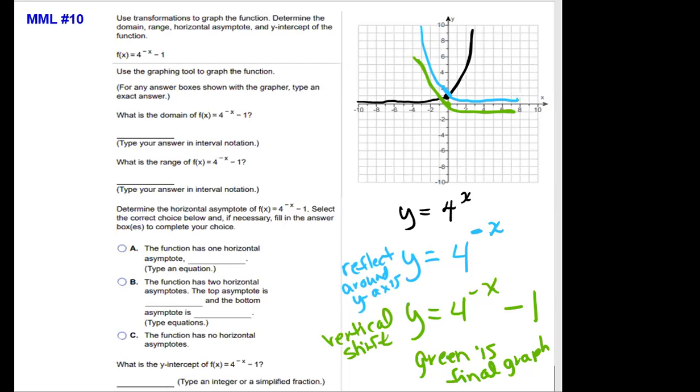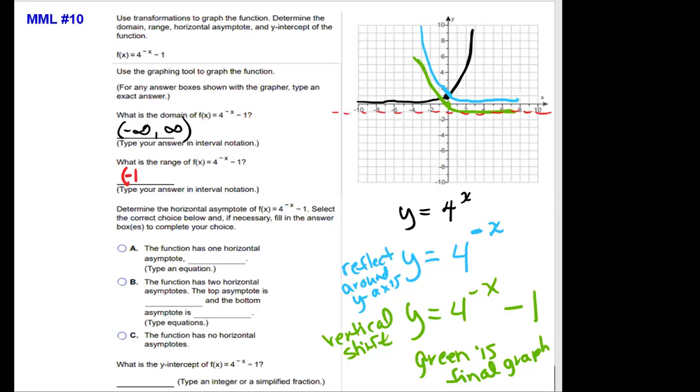Okay, and then they ask you for the domain. The domain for any of these, they spread out across the entire x-axis, so that's always negative infinity to positive infinity. The range, however, is where your asymptote is. I'll put the asymptote in red on this one. My asymptote started as the x-axis, but remember you dropped it down one. So that's my new asymptote, which means my graph never goes below that. So my range can be no smaller than, well, one. Oh, sorry, negative one. I'm below the x-axis.